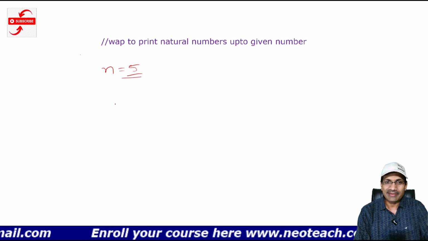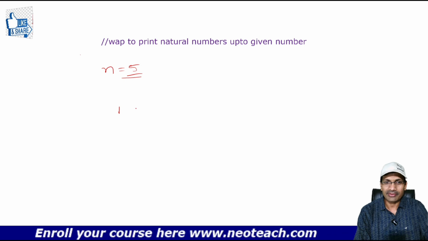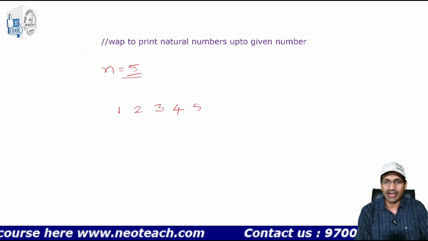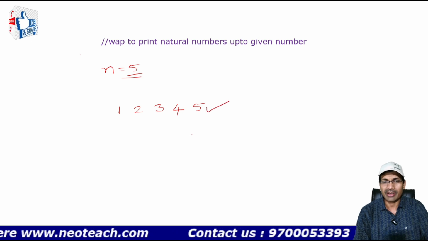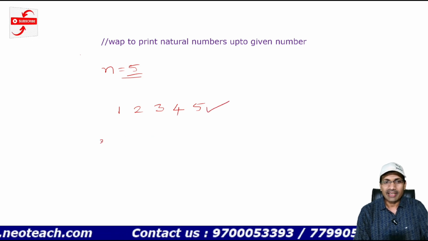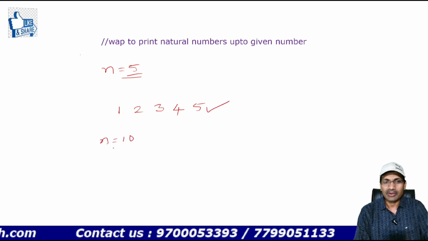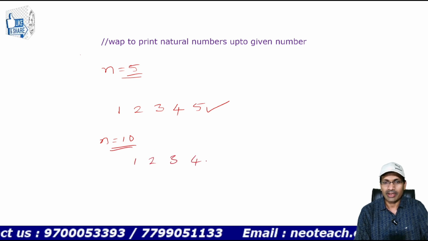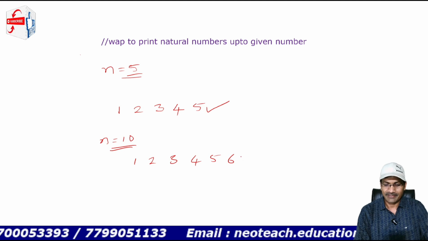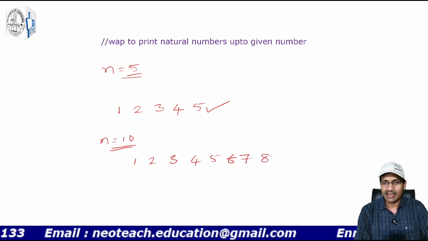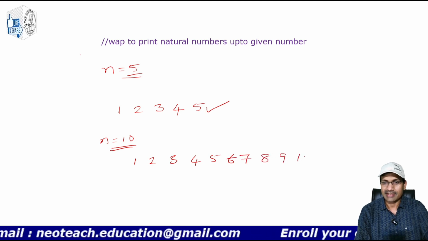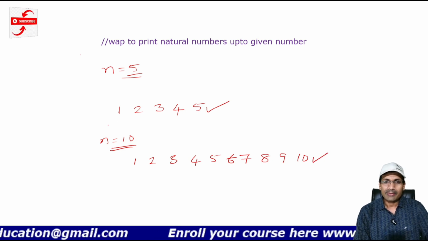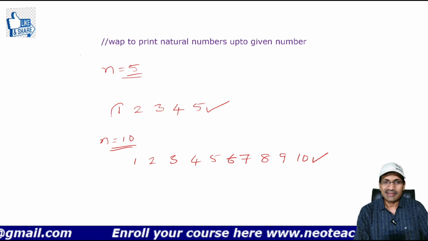The natural numbers start from 1, right? 1, after that 2, 2 after 3, 3 after 4, then after 5, like this up to the given number. If the user gives n equals 10, then up to 10 it is going to print: 1, 2, 3, 4, 5, 6, 7, 8, 9 and 10. So 10 is nothing but up to the given number. Here we should point out that the natural number starts from 1.